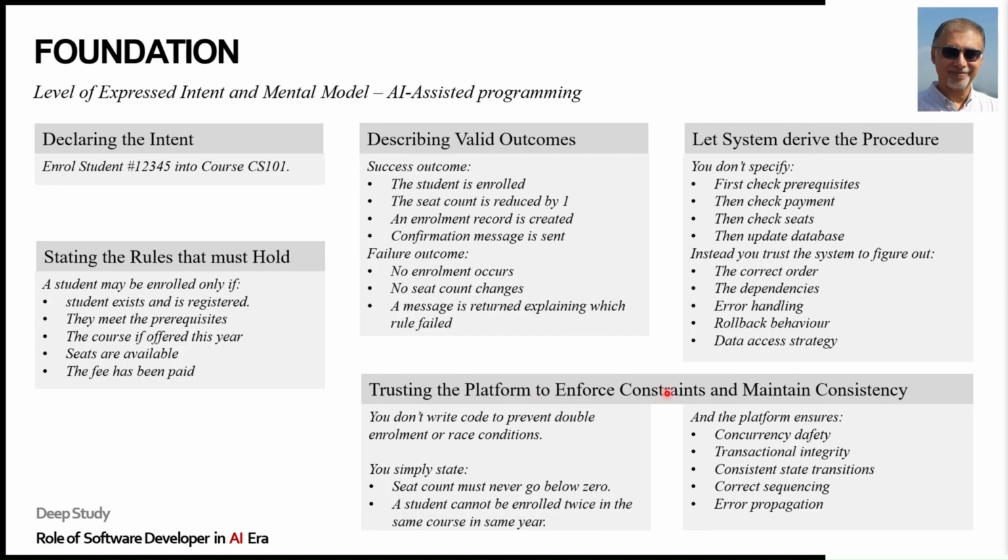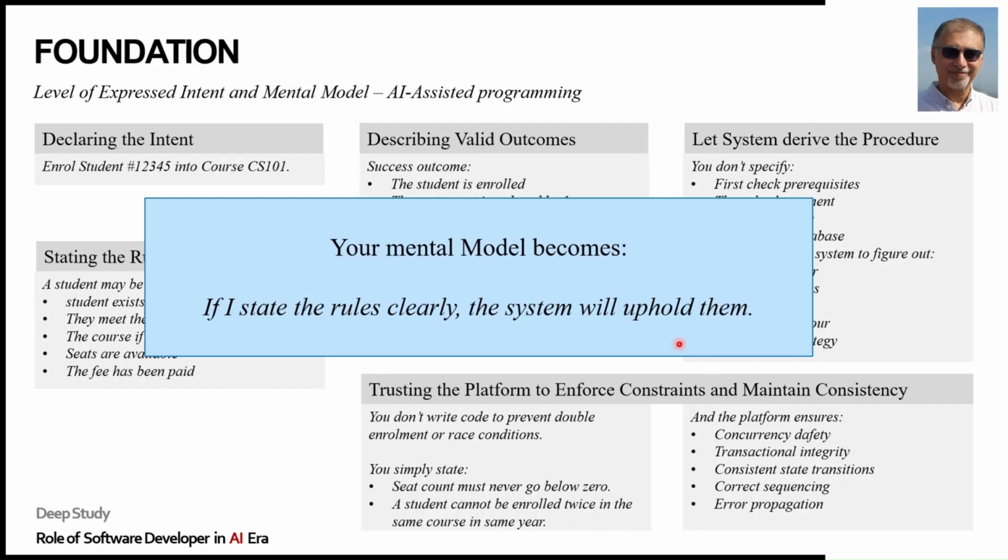Trusting the platform to enforce constraints and maintain consistency. You don't write code to prevent double enrollment or race conditions. You simply state: seat count must never go below zero. A student cannot be enrolled twice in the same course in the same year. And the platform ensures concurrency safety, transactional integrity, consistent state transitions, correct sequencing, error propagation, and so on. Your mental model becomes: if I state the rules clearly, the system will uphold them.